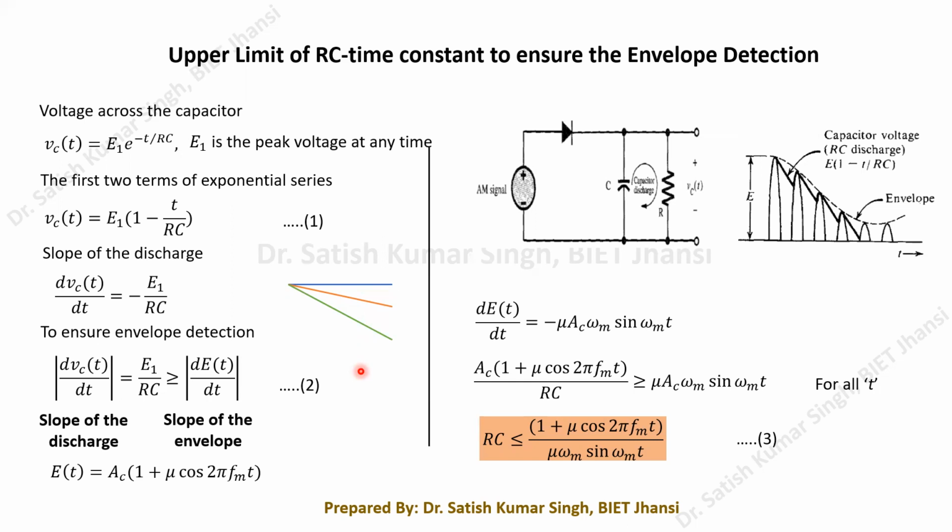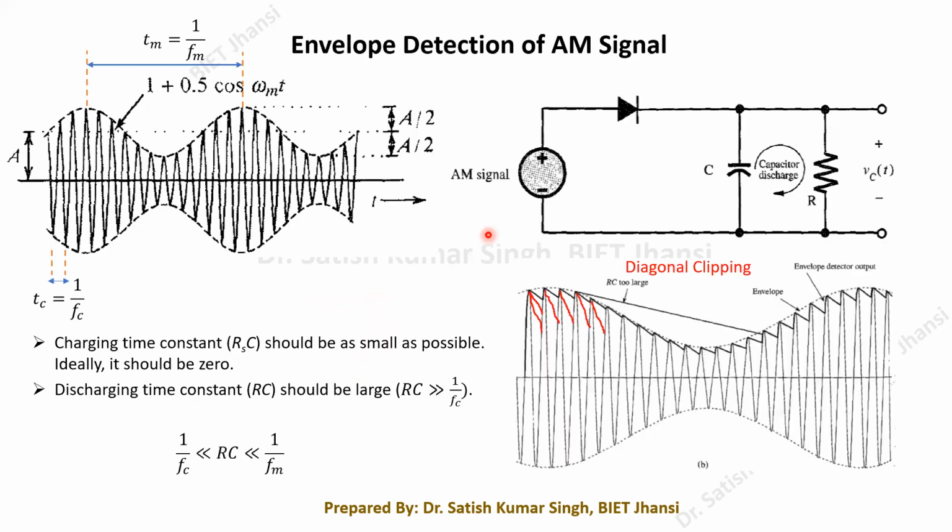In that case, we have already seen in the last case that there may be a chance of envelope diagonal clipping. Because in this case, here we have the slope of the discharge. This is the slope of the discharge, but the tangent of this curve will be this. So basically we can see that the slope of the discharge is less than the slope of this particular tangent. So this is what this equation represents.